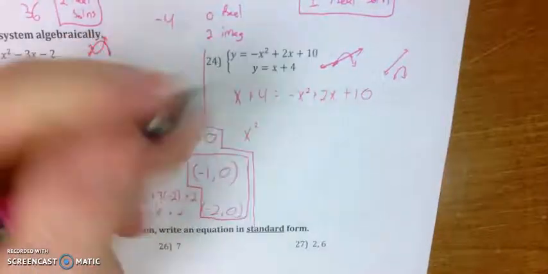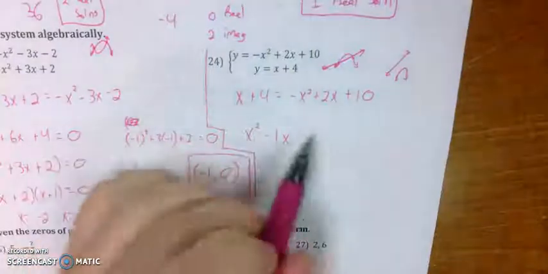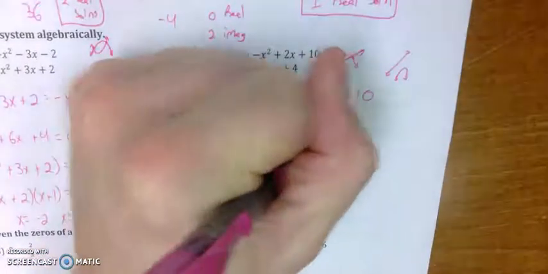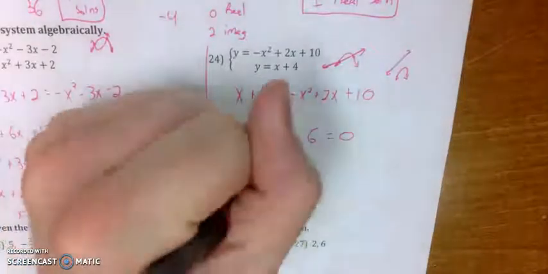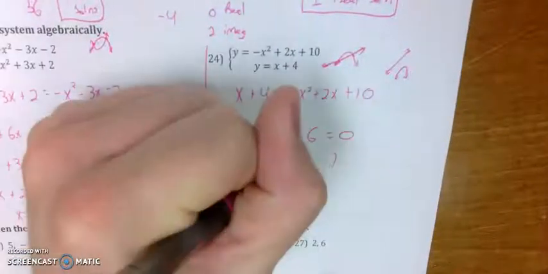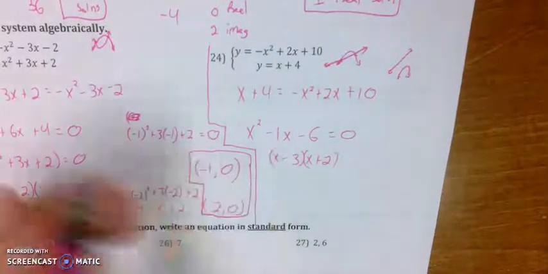So positive x squared on this side. If I subtract 2x, it'd be minus 1x. Subtract the 10, that's negative 6. Set equal to 0. Then I factor it. There's no GCF to worry about. I'll get negative 3 and a positive 2. Those multiply to be negative 6 and add up to a negative 1.